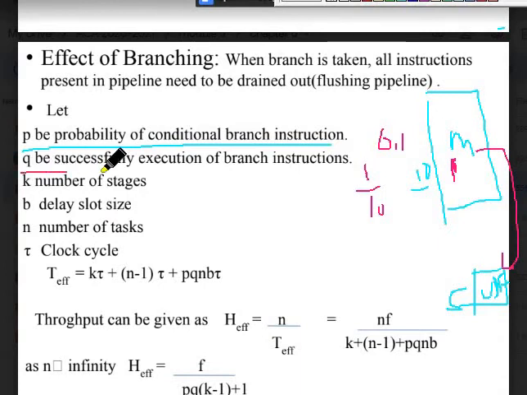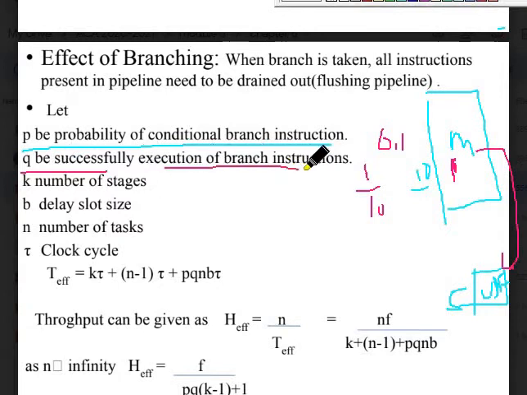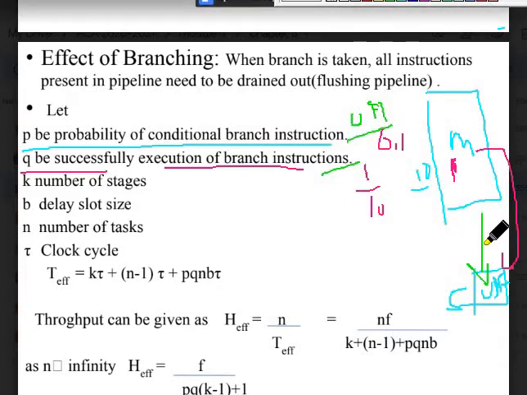Next, Q. Q is also a probability; I forgot to include the word probability. It is the probability of successful execution of a branch instruction. That means how much assurance we can give that once a branch is taken, it will definitely execute this part. It will be almost 0.9 or 0.99. We should not take 1, because the maximum probability is 100%.